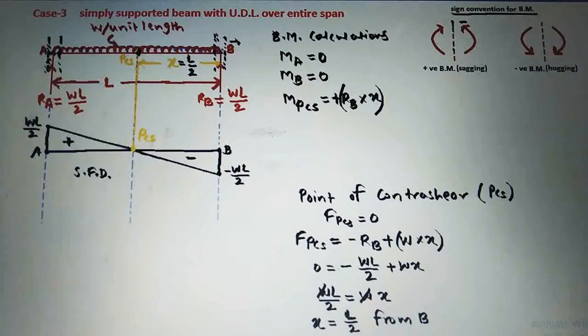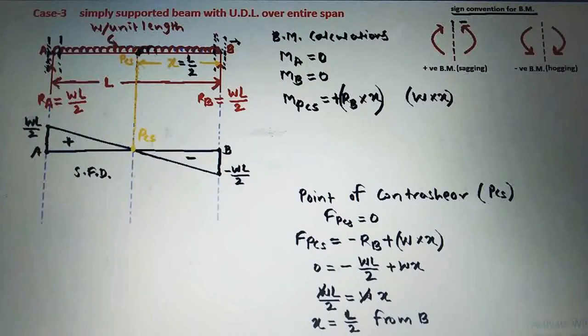Next we have to take the moment of this U.D.L, which is acting over this span of X from this point of contra shear. See, on the right side, the U.D.L is acting on this span of L by 2 on the right side of this point of contra shear. So we will write here W into X will be the magnitude of force.